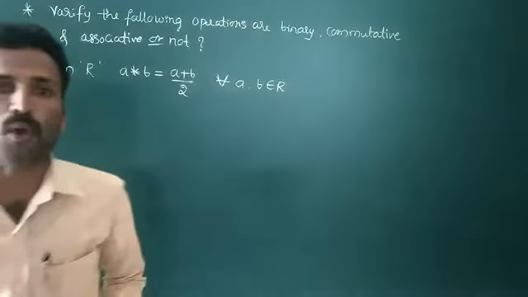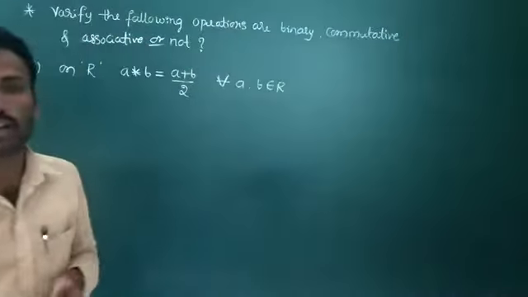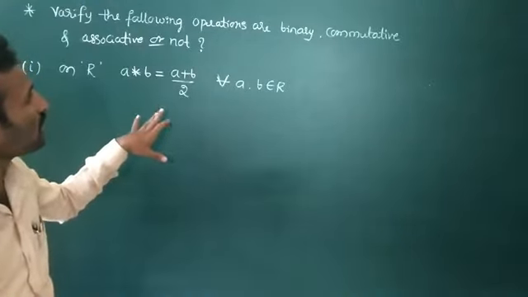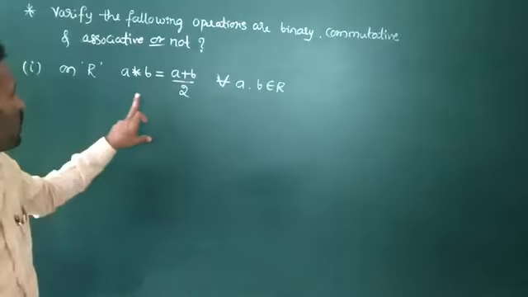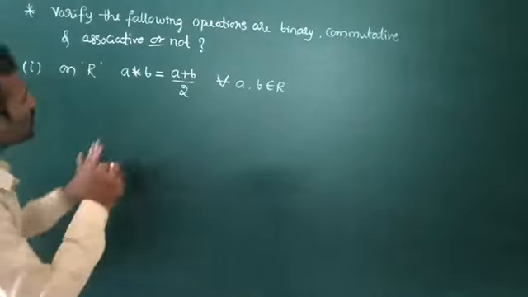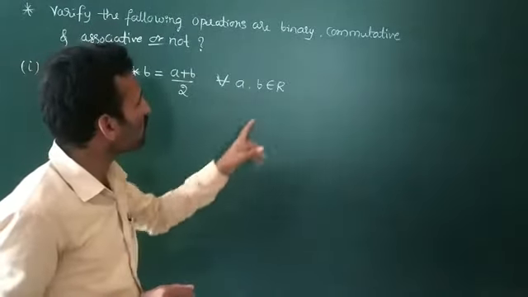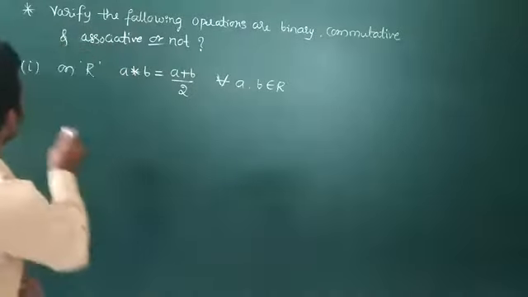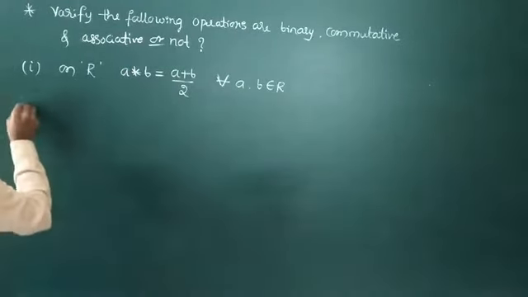Okay, that is the first problem on binary operation. Verify whether the following operations are binary, commutative, and associative or not. Here star is a binary operation on real numbers, where a star b is (a plus b) by 2 for all a and b in the real numbers. First, check for binary.